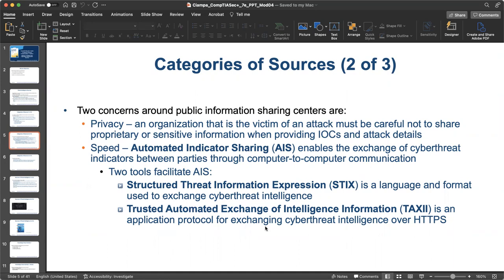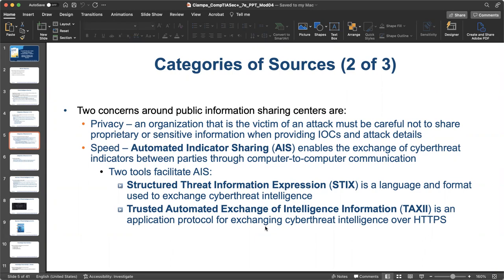So instead of emails coming in, you're going to have an AIS in place, which enables the exchange of cyber threat indicators between parties through computer-to-computer communication, not email communication. So push notifications, application notifications, and such, right? Threat indicators such as malicious IP addresses or the sender address of the phishing email can be quickly distributed to enable others to repel these kinds of attacks without even waiting for the emails to be received, analyzed, and acted upon.